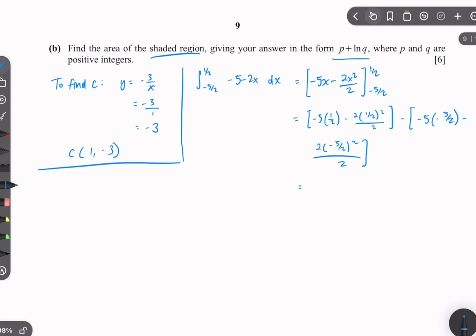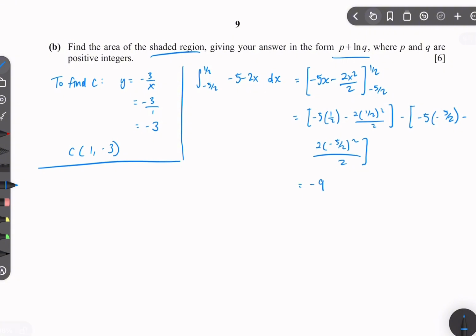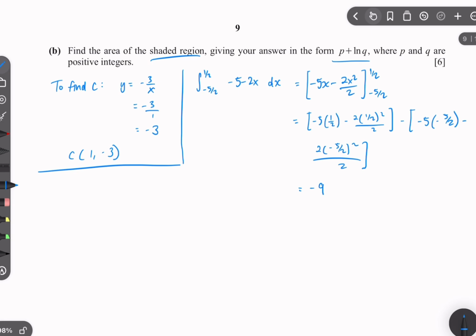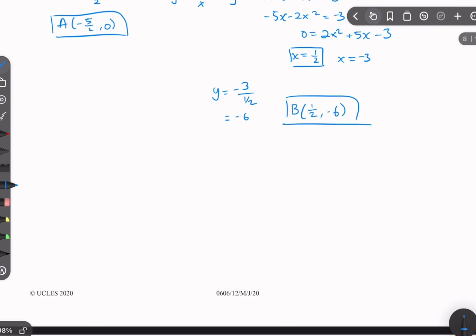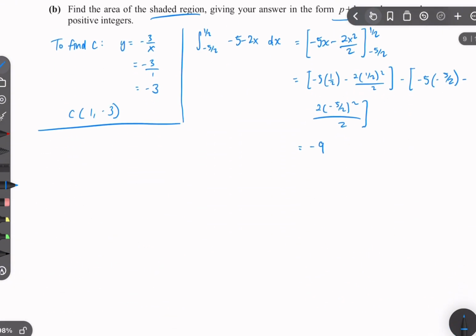And typing into the calculator, you'll get minus 9. And then this should be the value of the area, but it's negative because it's actually under the x-axis. So just take minus 9 as positive because area can't be negative. So the area of that part will be 9.